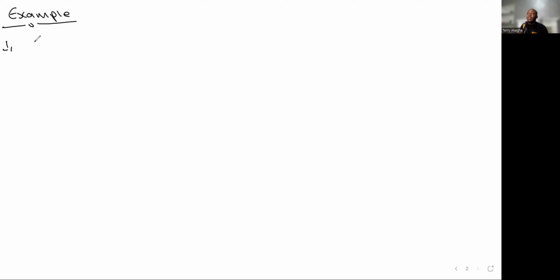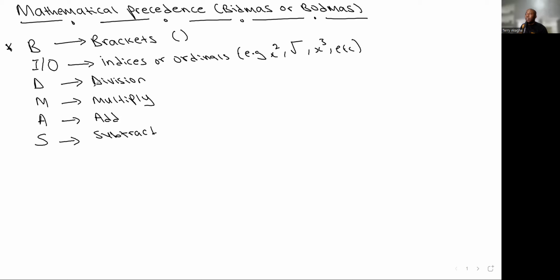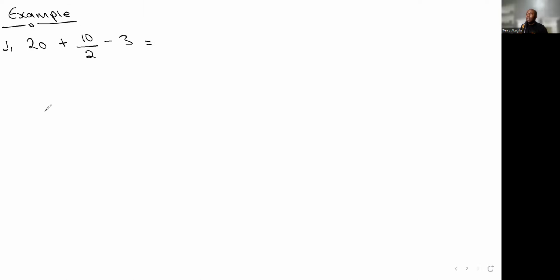So for instance, let's say we have 20 plus 10 over 2 minus 3. Okay, so look at this. So we're having an add, divide, and subtract. So if you look at this, divide comes first. Can you see? So we have to divide first. So that means we'll have to solve this. So it's going to be 20 plus 10 divided by 2 will give you 5 minus what? 3, because you need to solve the division first.